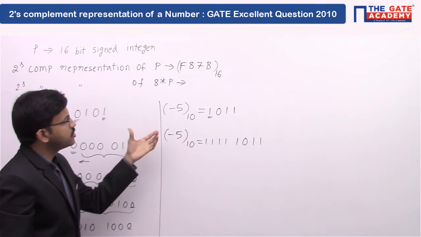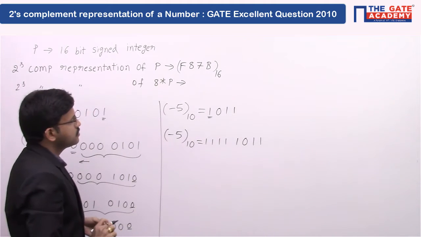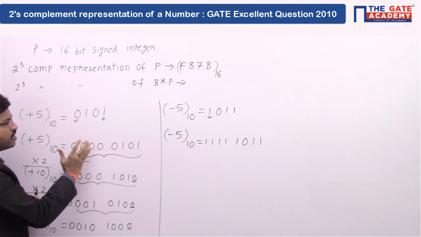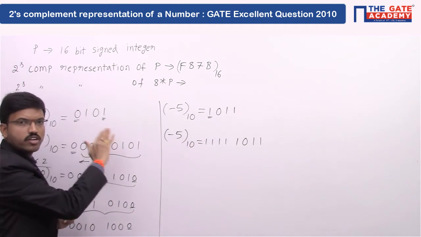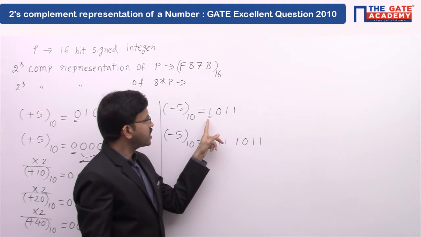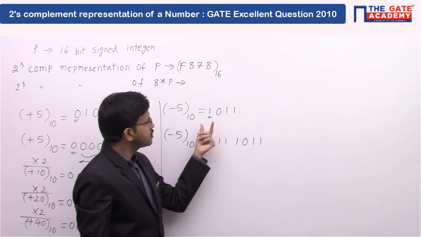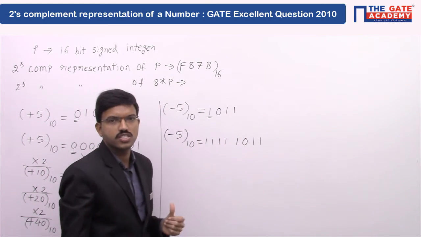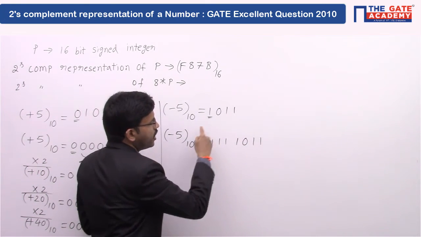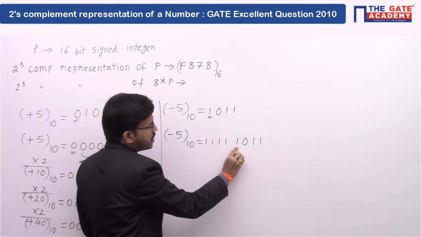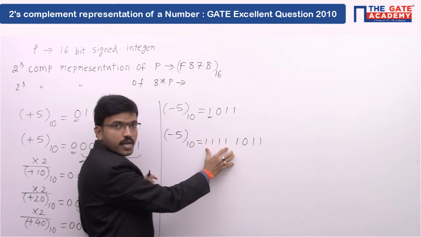So that means in 2's complement representation, if the sign bit is 0, you can place the sign bit n number of times to the left of that number. The equivalent value doesn't change. Similarly, for negative numbers, if the sign bit is 1, you can place the same sign bit n number of times to the left of that number, and the equivalent value doesn't change. That means the equivalent value of this entire number is the same as this number, because this sign bit 1 I have placed 4 more times, right?